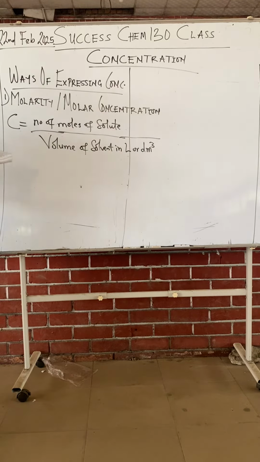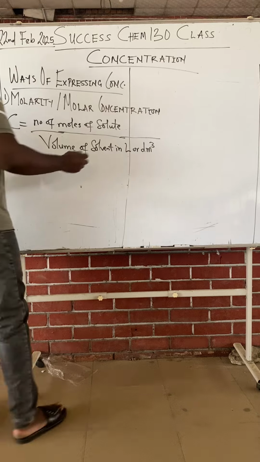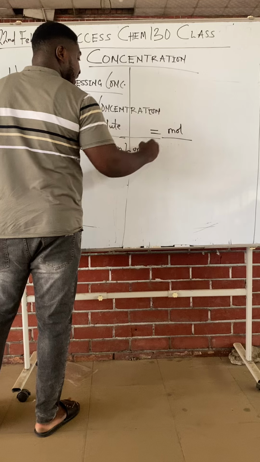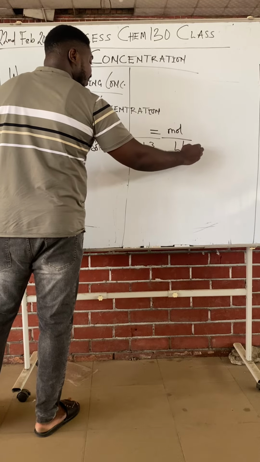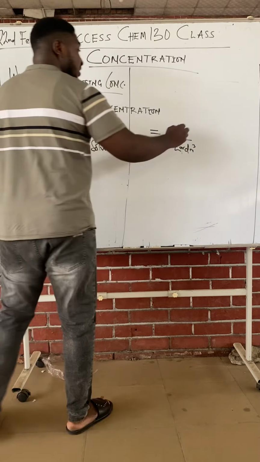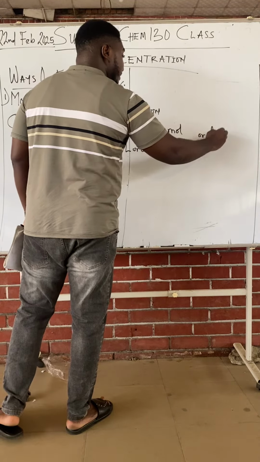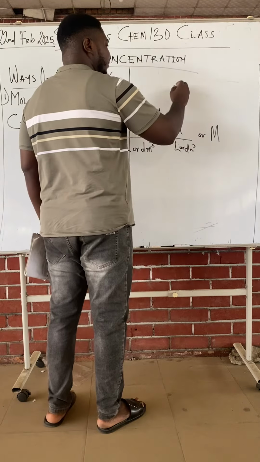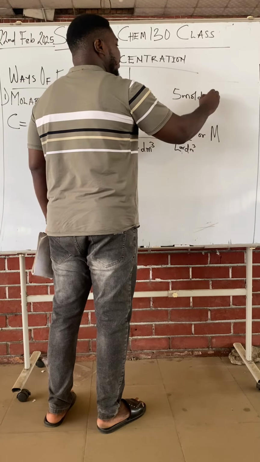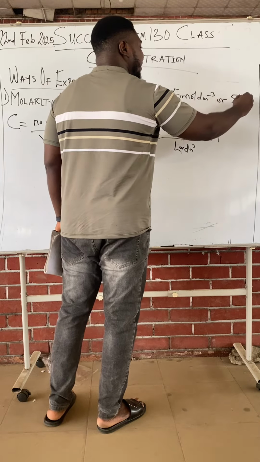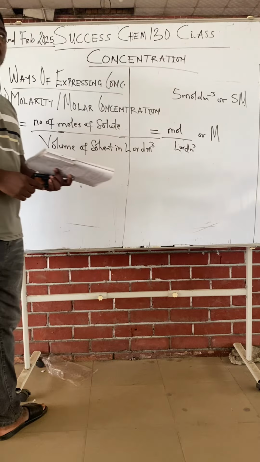Now, class, number 2, what will be the consequence of this? The unit of molarity will be number of moles, measured in mole, per liter or per dm cube: mole per liter or mole per dm cube. Class, this mole per liter or mole per dm cube can be replaced with a capital M. So sometimes instead of saying 5 mole per dm cube, you can just write 5 capital M. Class, this is the symbol or unit for molarity.